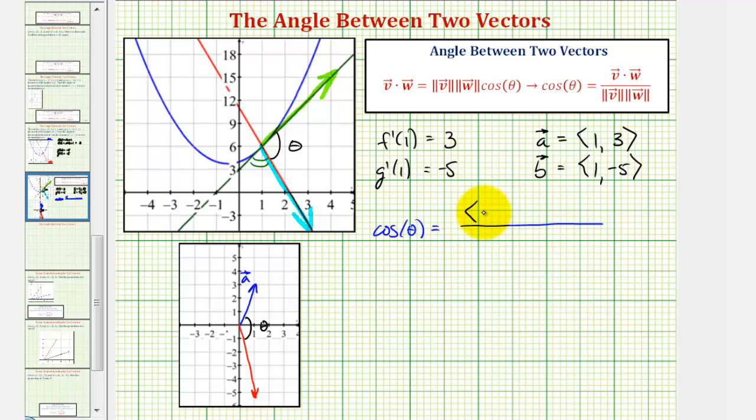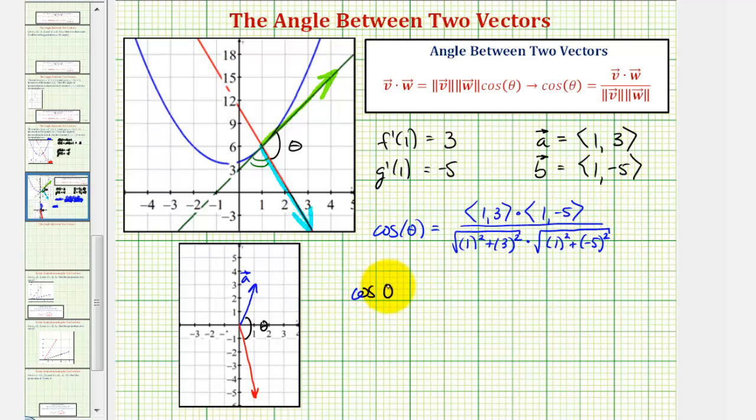So vector A dotted with vector B divided by the magnitude of vector A times the magnitude of vector B. So here we'd have the square root of 1 squared plus 3 squared times the square root of 1 squared plus negative 5 squared.